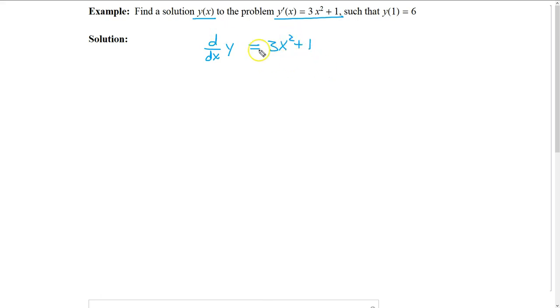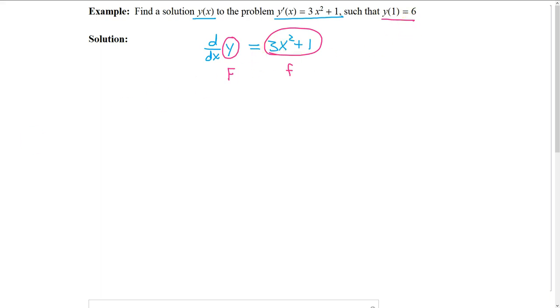Now if you think back to what we've just done, this y right here is basically playing the role of our capital F. And the 3x squared plus 1 is like our little f. And so we have to find a capital F in which the derivative of that function is little f. So basically the y is going to be an antiderivative of 3x squared plus 1. So we have to find the antiderivative of this function, and that's going to be what our y is. And then we'll have to bring this into play. We'll see that this will solve for the arbitrary constant.